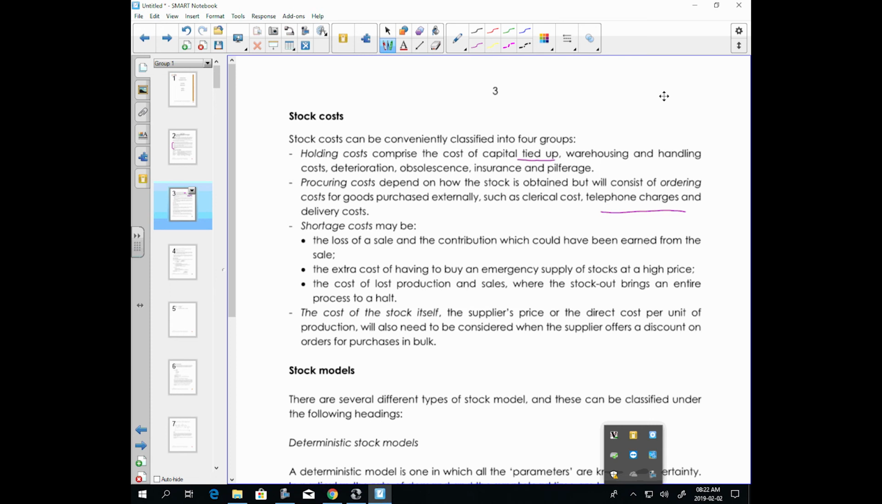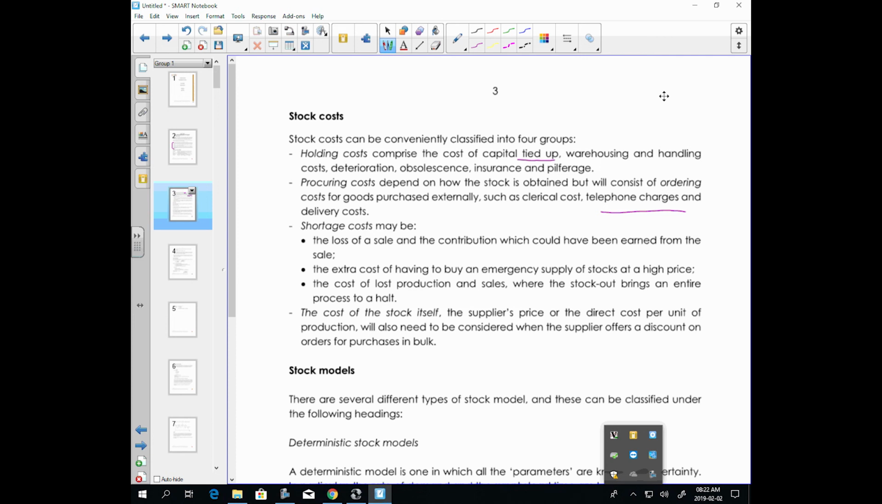The extra cost of having to buy an emergency supply of stocks at a high price. So fine, we found a way, there's another supplier that can deliver today the stock that we need, but they're going to charge us for it. There's no way they're going to give us the same price as a supplier that takes a week normally to get it. Otherwise, we would have been buying from them long ago. So it's going to cost extra, which means you're going to be making less profit.